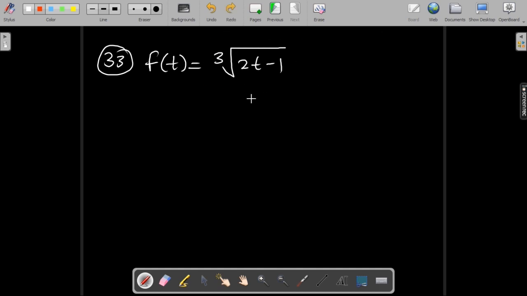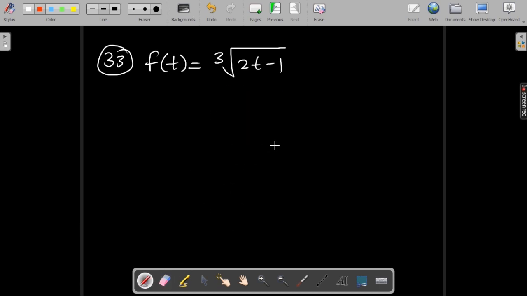If you substitute a 0 here, we have the cube root of -1, which you can find. It's -1. What if you substitute 10? You're going to have 20 minus 1, which is the cube root of 19, which is a definite y value which you can find.